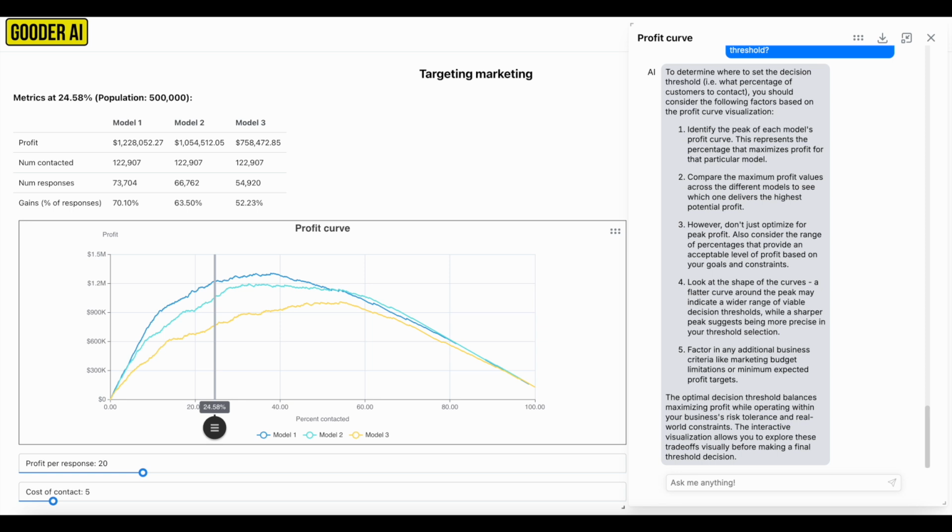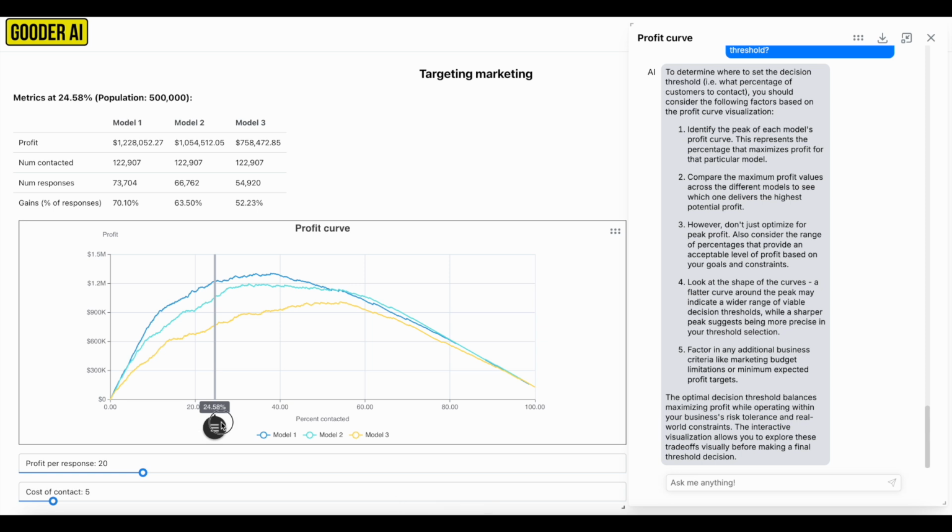Look at the shape of the curves. A flatter curve around the peak may indicate a wider range of viable decision thresholds, while a sharper peak suggests being more precise in your threshold selection. Factor in any additional business criteria like marketing budget limitations or minimum expected profit targets. The optimal decision threshold balances maximizing profit while operating within your business's risk tolerance and real-world constraints. The interactive visualization allows you to explore these trade-offs visually before making a final threshold decision.